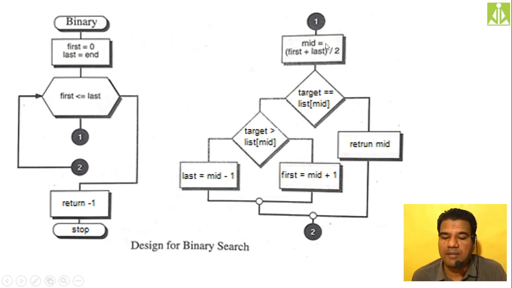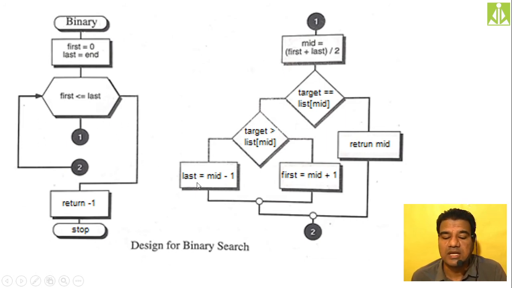After calculating the mid, immediately we do the comparison with the list of mid. If this is true, we return mid, which means the target is found. If this is not true, we check whether the target is greater than or less than the list of mid. If the target is greater than list of mid, we change first. If the target is less than list of mid, that means this condition fails, we change last. Whatever conditions I specified in the concept, the same conditions we are employing over here, as you can see.